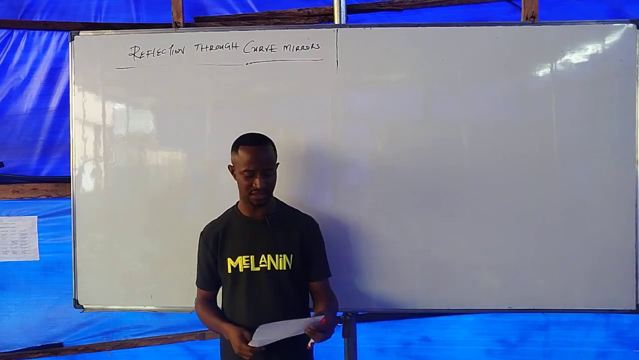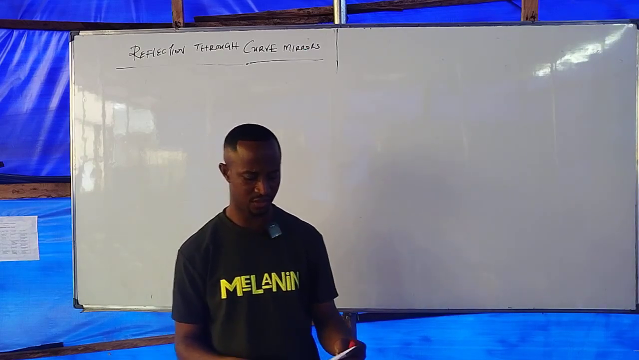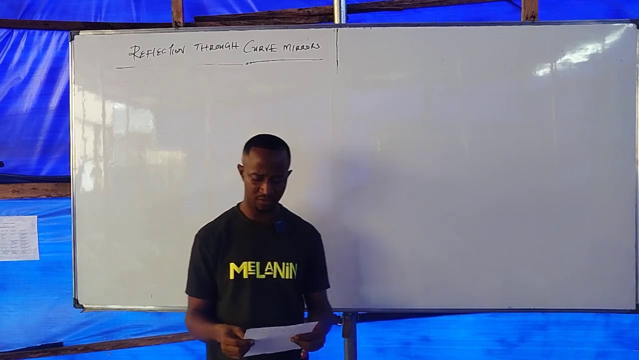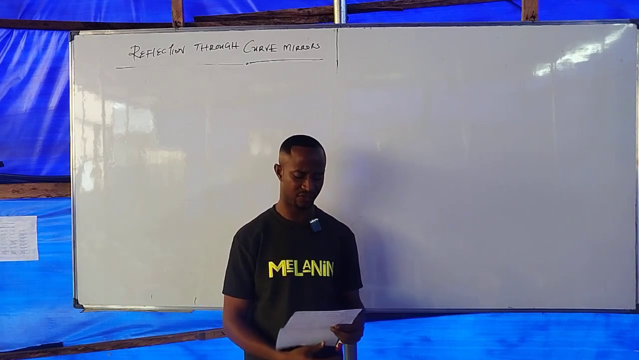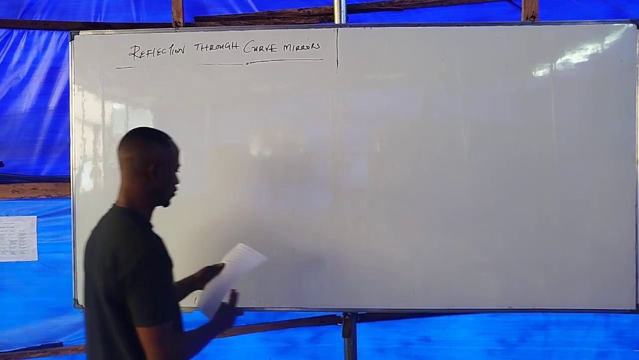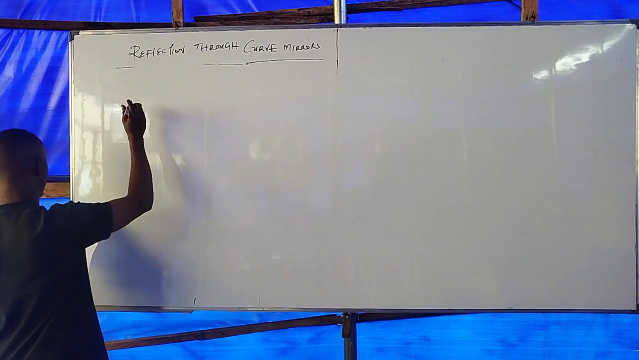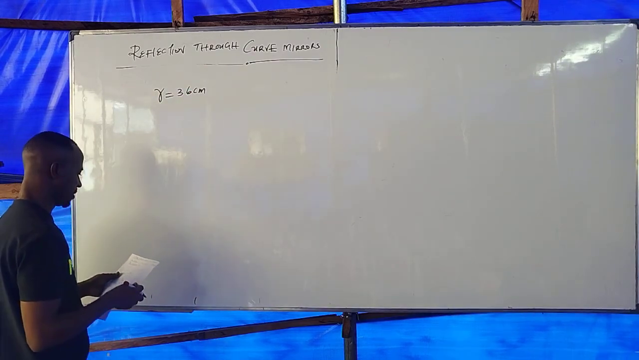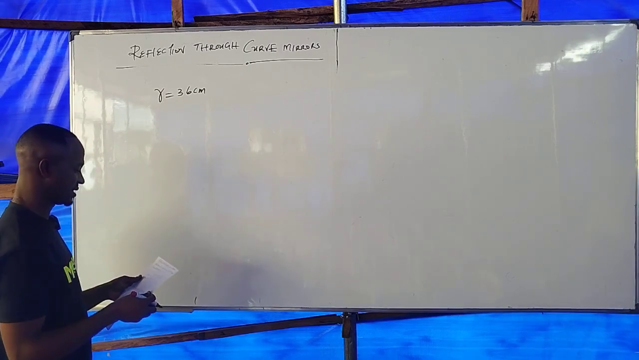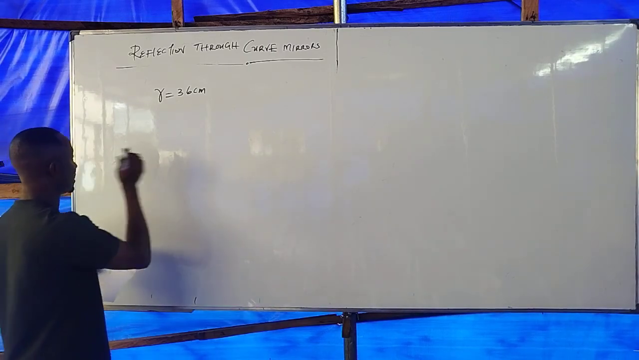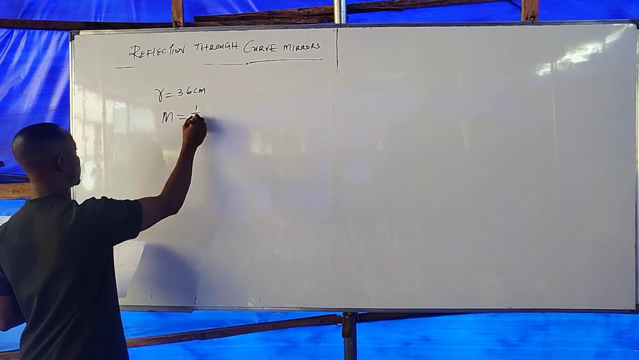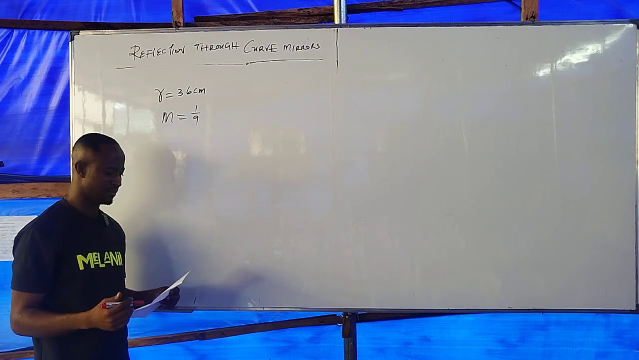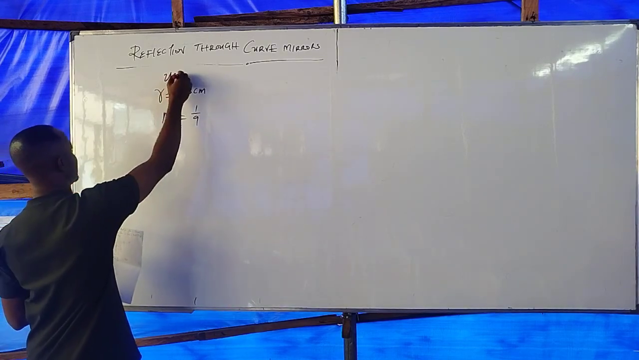Alright, guys. So the next question says: how far should an object be from a concave spherical mirror of radius 36 centimeter to form a real image 1/9 of its size? We are to find how far the object should be. We are given that our radius is 36 centimeter, and the real image is 1/9 of its size. So our magnification M is 1 over 9, and we are looking for the object distance, right?